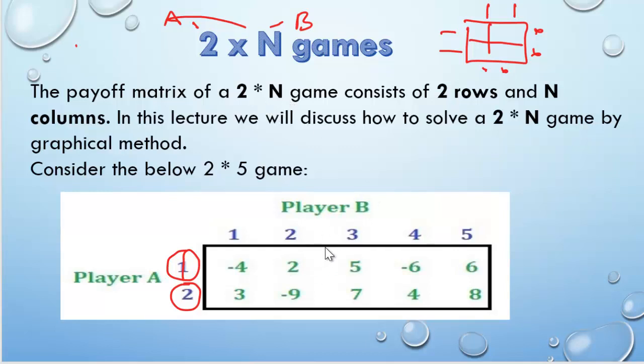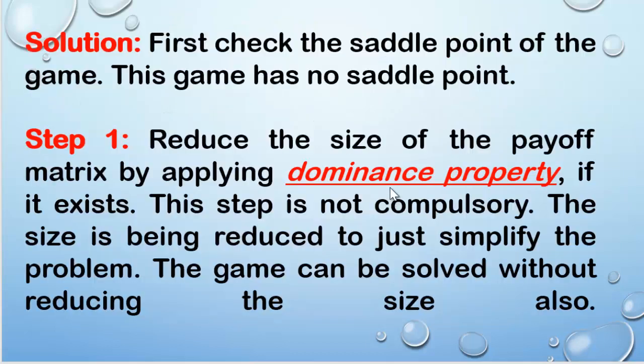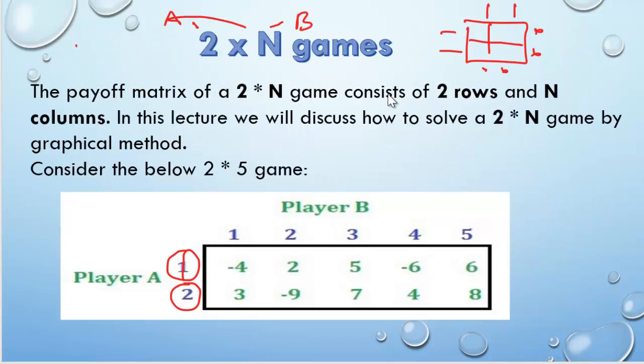In any game problems, we first check the saddle point, right? That's also valid for this graphical method solution. So the first thing we do is check the saddle point of the game, and this game has no saddle point. Let us see if this game has a saddle point or not. So how do we calculate the saddle point?